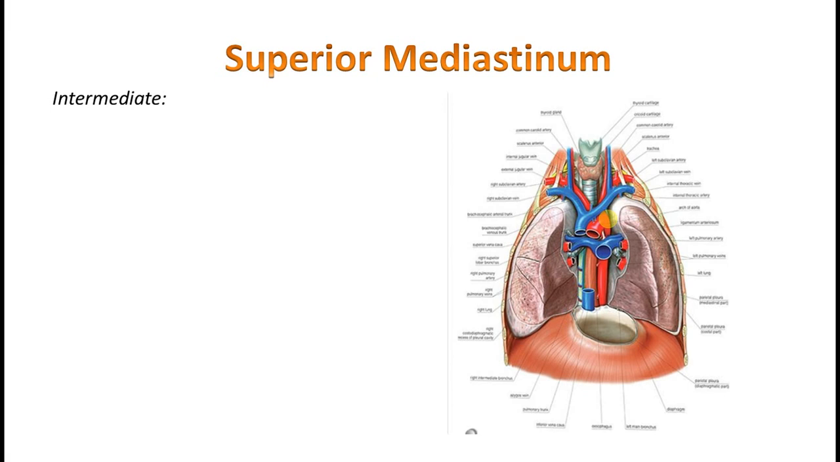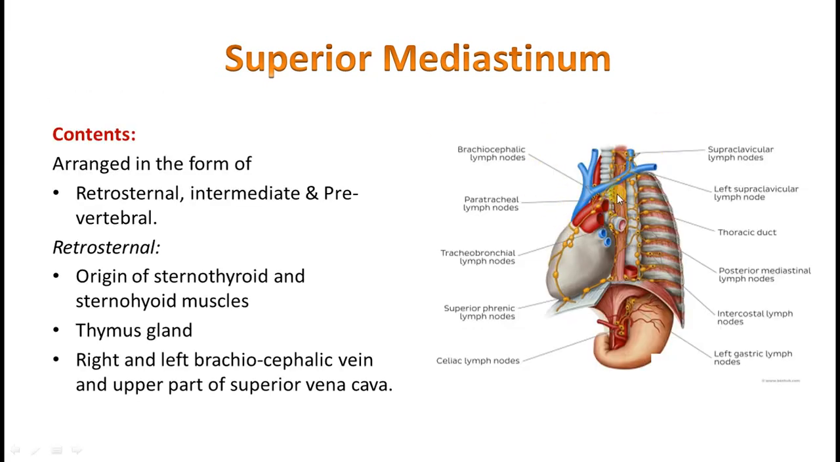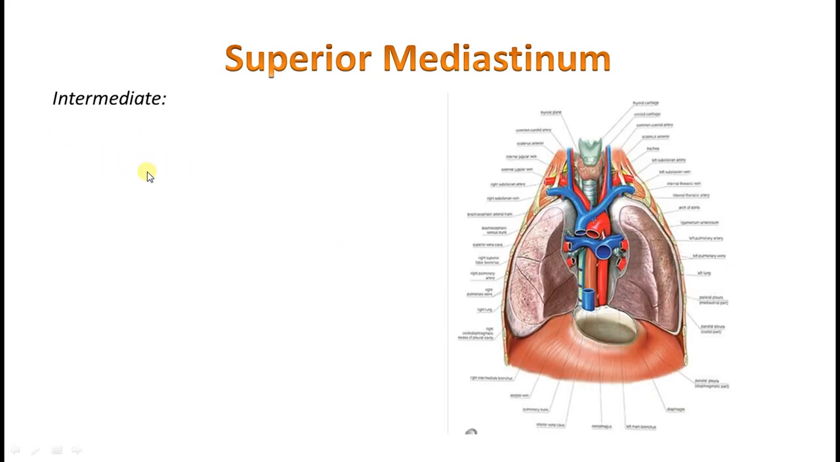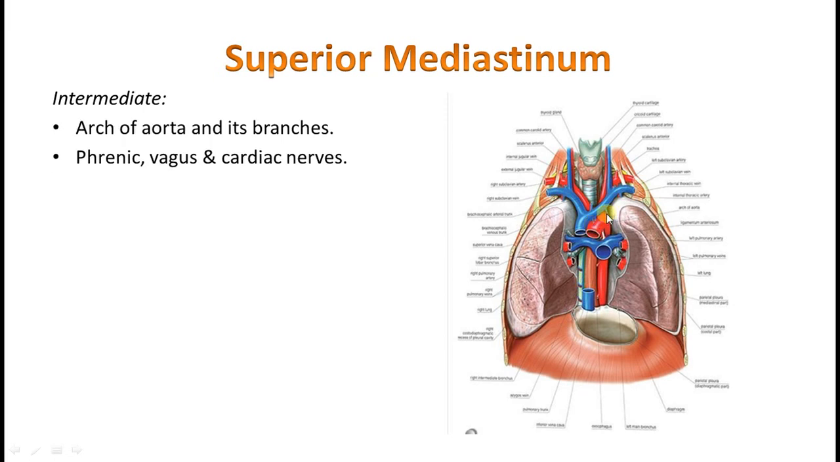So next you come across the intermediate structures, mainly the arteries. You see the major arteries and some of the nerves along with them, and these two tubes mainly form the prevertebral structures, the most posterior part. Coming to the intermediate structures, the major vessels are nothing but the branches of the arch of aorta. Okay. So the aorta and its three branches: the right brachiocephalic, then the left common carotid and the left subclavian artery.